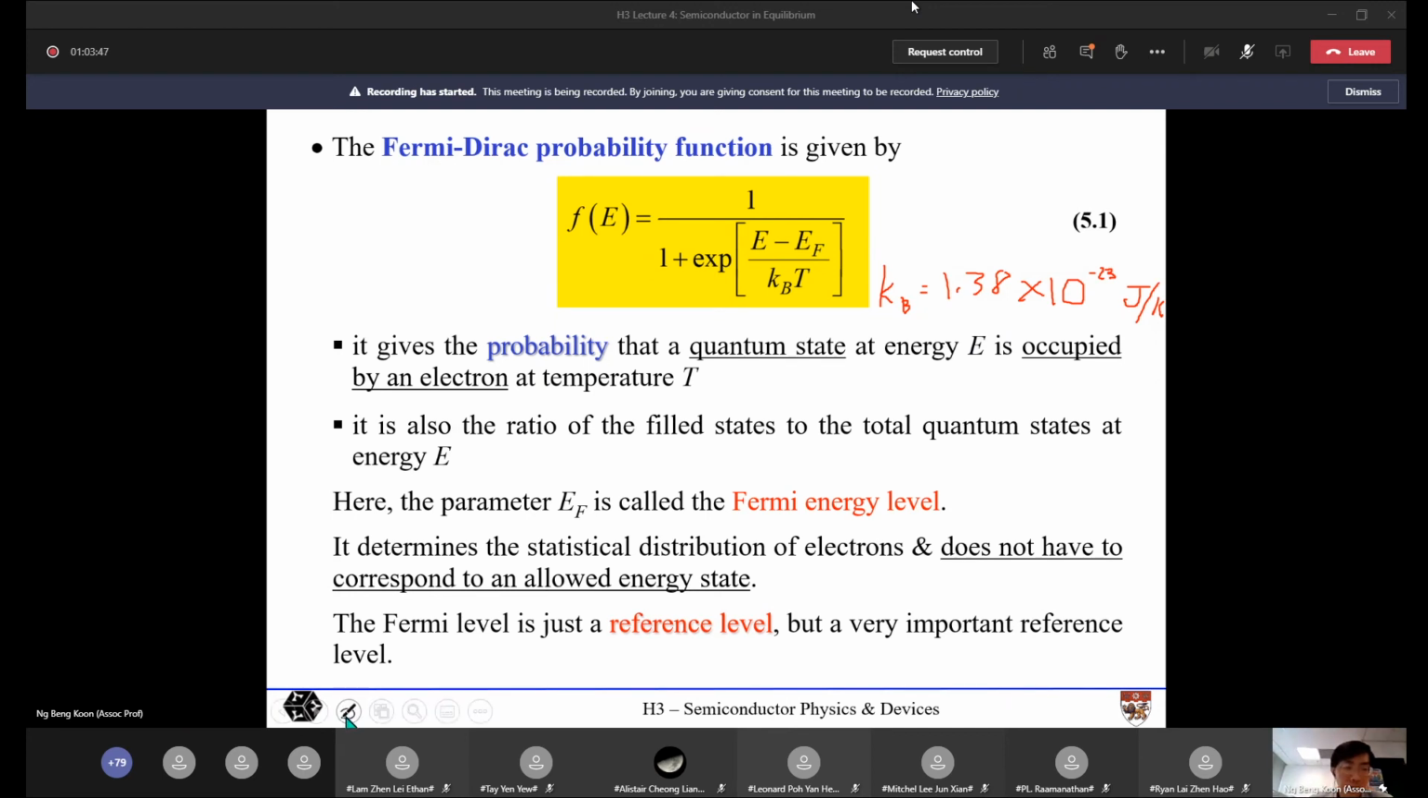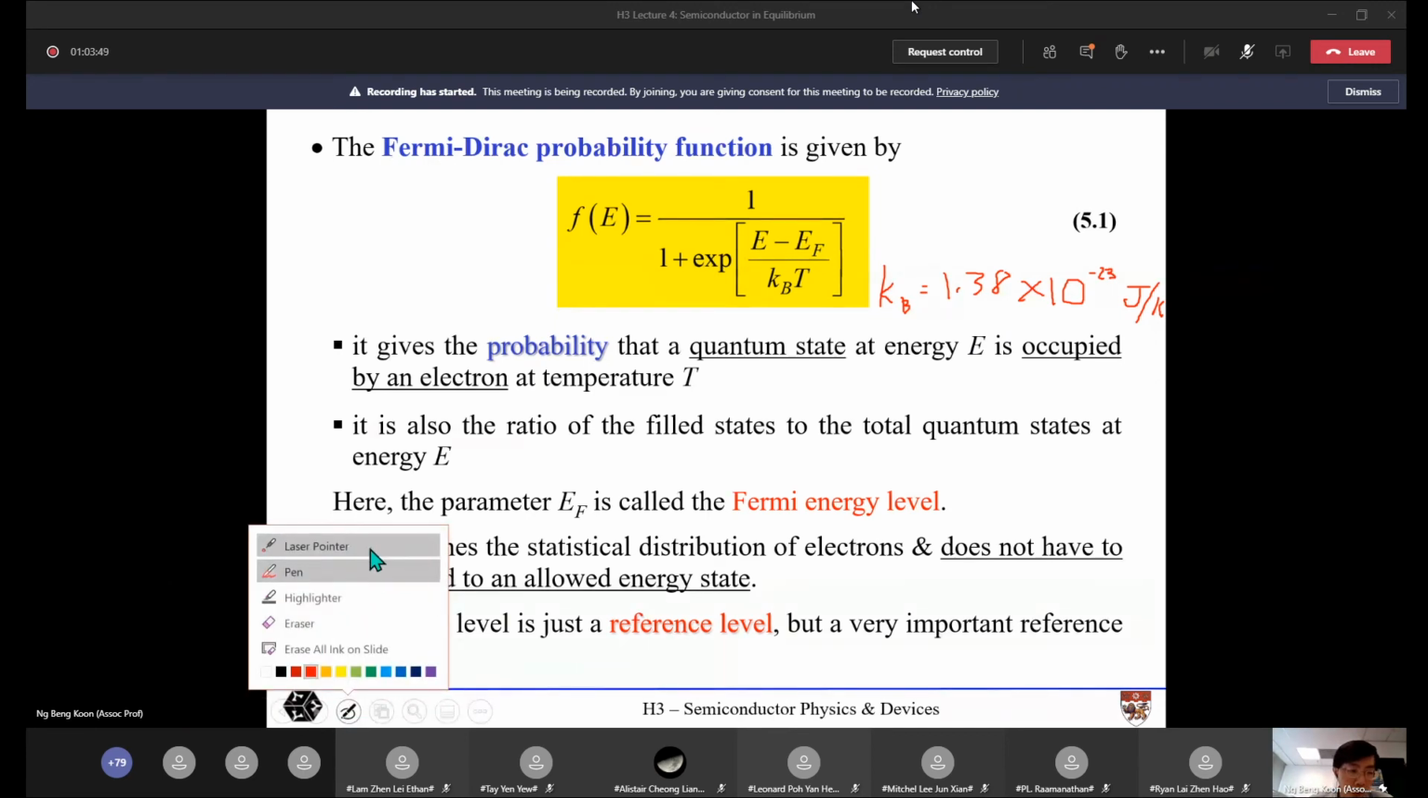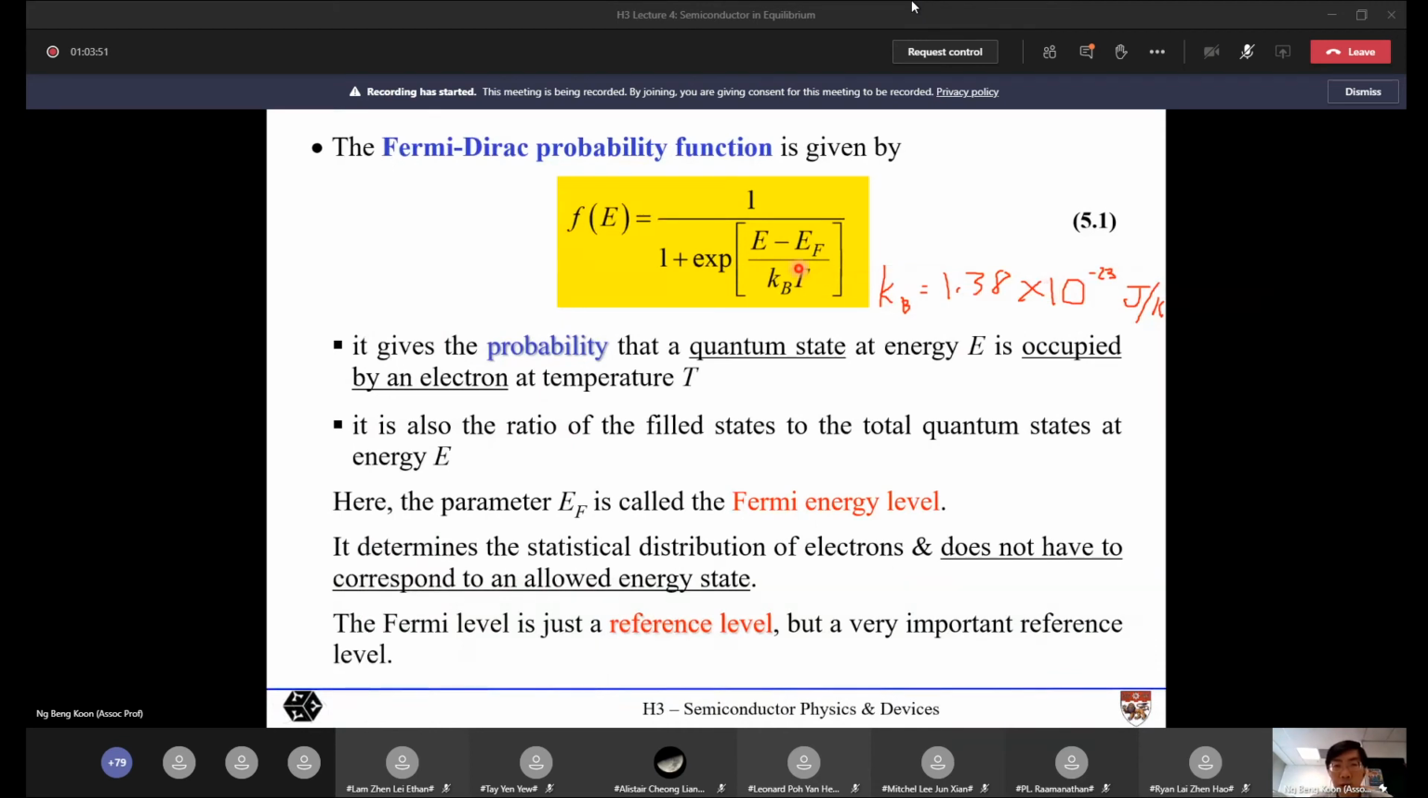And the other important part here is the temperature, T. This Fermi Dirac probability function basically tells you the probability of finding an electron at a particular energy state E. It gives you the chance that this energy state E is occupied by an electron. It basically tells you the chance that you'll find an electron there.